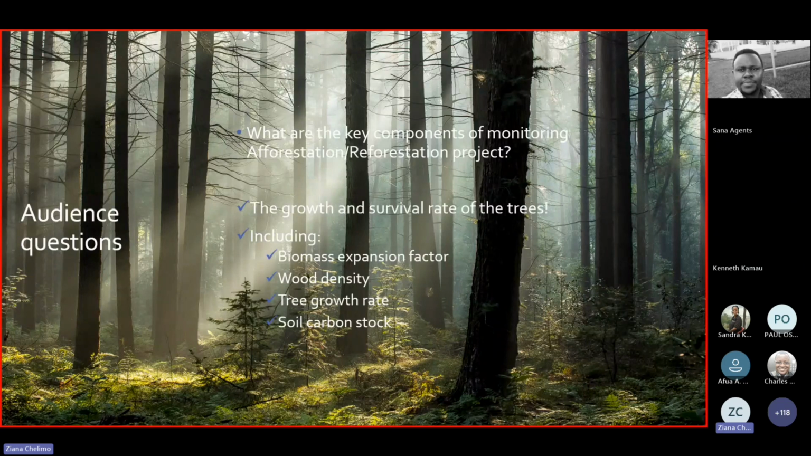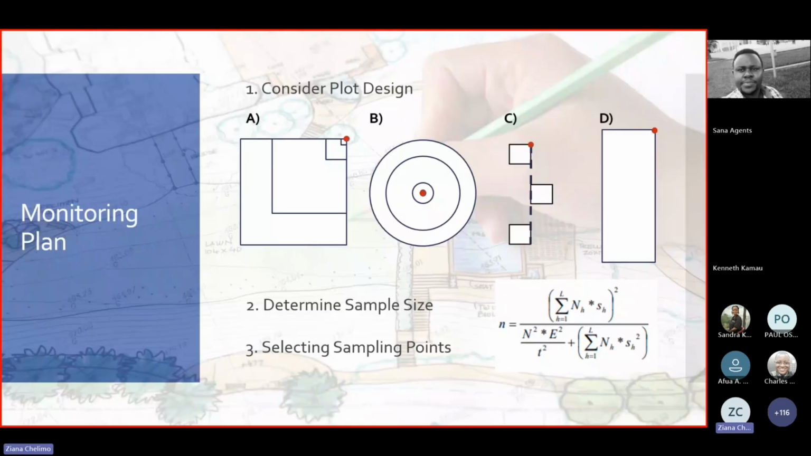The growth and survival rate of the trees are the key components of monitoring, and this includes the biomass expansion factor. I hope you remember what that is, the wood density, tree growth rate, and the soil carbon stock. So now let's get into monitoring. First, Carbon First will put together their monitoring plan to be validated in their PDD and executed during the project. They will consider what the methodological requirements are, what data must be collected, what the sampling requirements are.